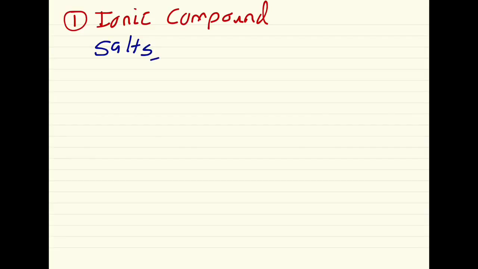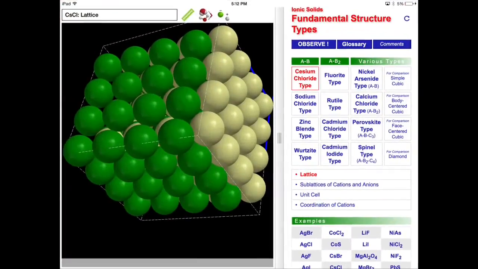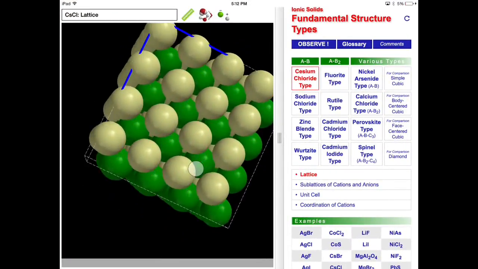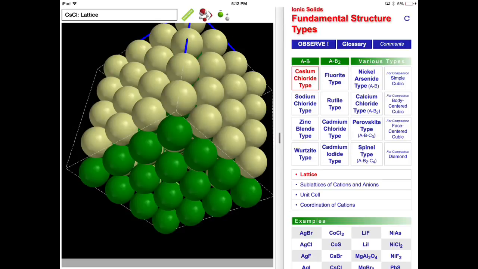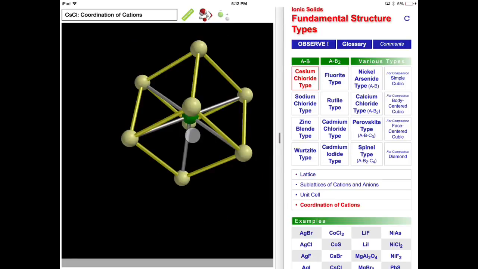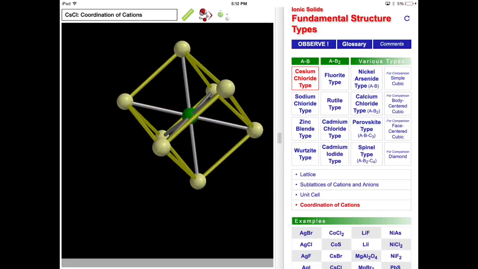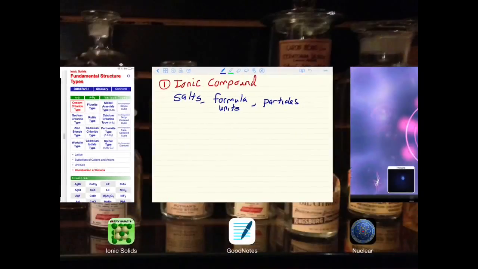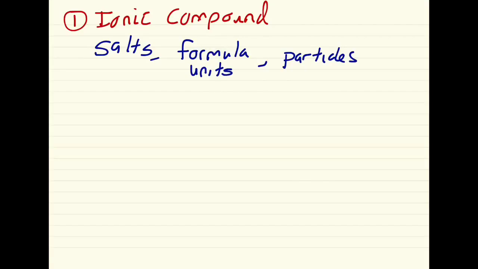Several terms are used when we talk about ionic compounds. Also, you'll hear the word formula unit associated with ionic compounds, or formula units, and particles. The reason is that we write their chemical formula based on their simplest whole number ratio of the cation to the anion in forming that bond. So when we look at the ionic crystal, that's how we identify it, either calling it a salt, formula unit, or particle.